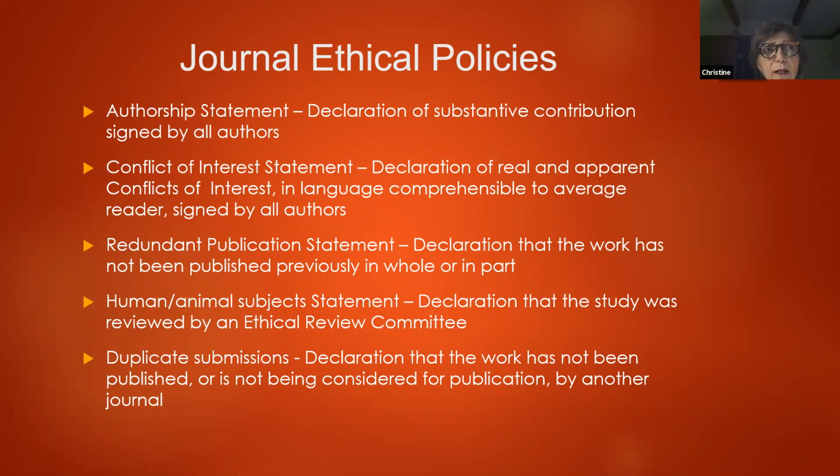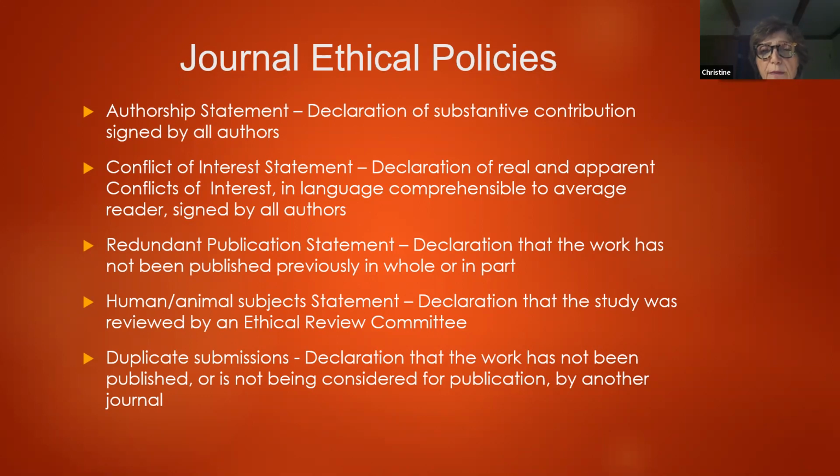If a manuscript that's submitted has 13 or 15 authors, you sometimes wonder what each of these persons' contributions to this paper was. Then there is a specific conflict of interest statement, a declaration of real and apparent conflicts of interest in language comprehensible to average readers, and this has to be signed by all the authors. Most publishers now have a conflict of interest statement that editors use for their publications, and when someone submits a manuscript to the journal's publishing page, as part of their submission they have to sign a declaration. Each of the authors has to sign that.